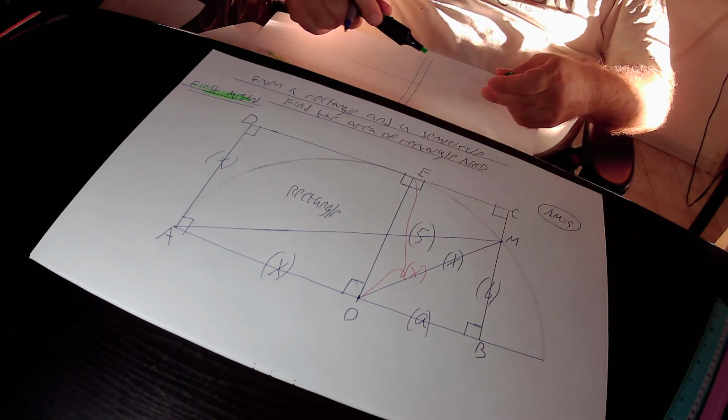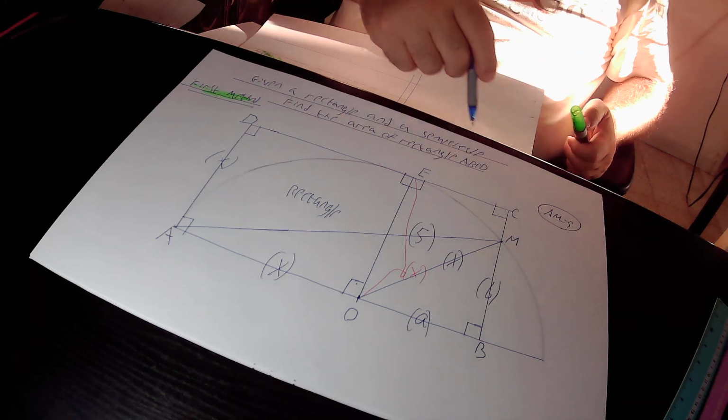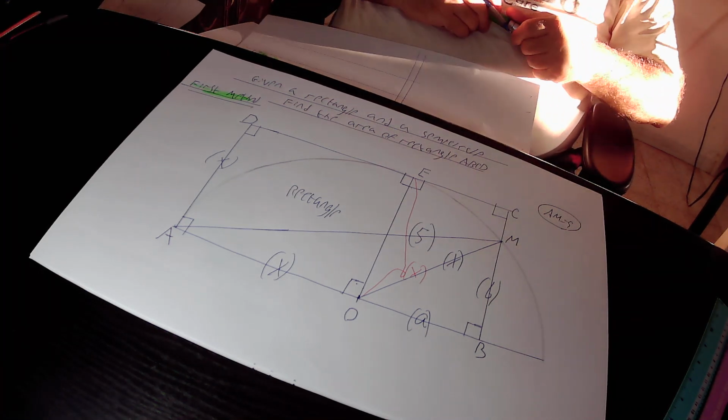So we finished with the first method. In the next step, I will present to you how to find the area of this rectangle ABCD according to the second method.